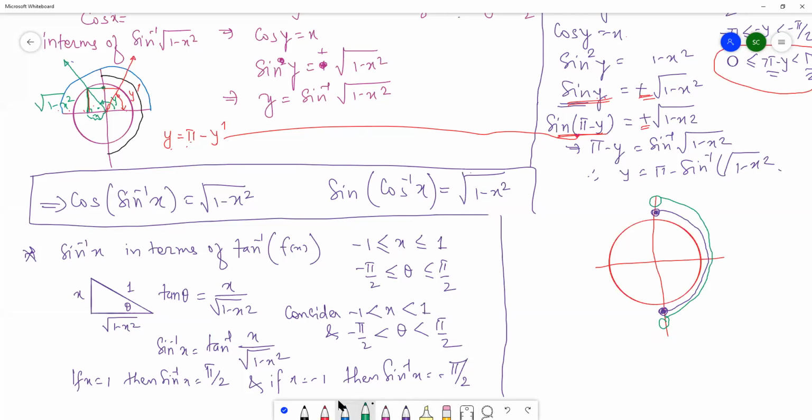So if you consider any terminal ray other than the extreme ones, all of them are well behaved as far as sine inverse is concerned and tan inverse is concerned. Yes or no? All of them are well behaved.